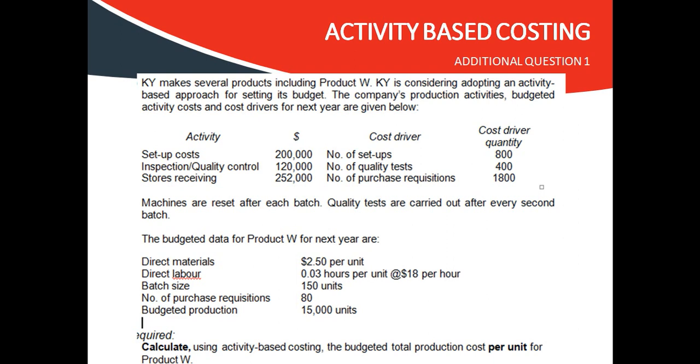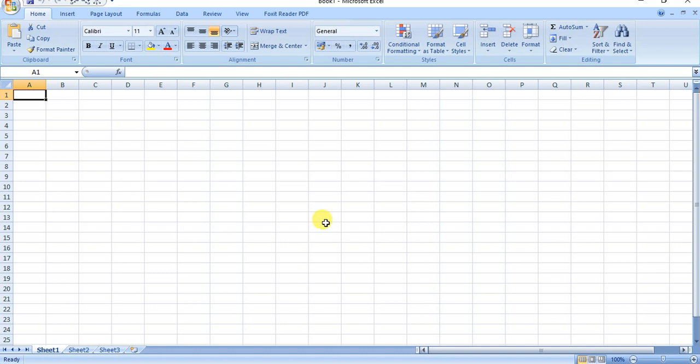material 2.5, labor 0.03 hours at 18, batch size 150, number of purchase requisitions 80, budgeted production 15,000 units. Calculate using activity based costing the budgeted total production cost per unit for product W. Alright, we'll start working on an Excel sheet. Right, product W.